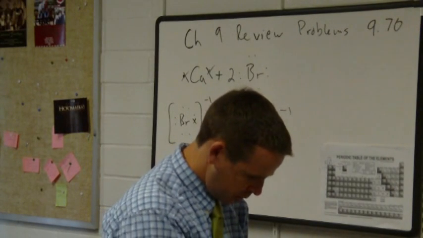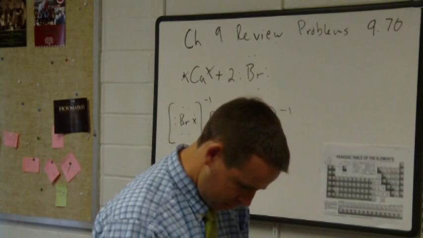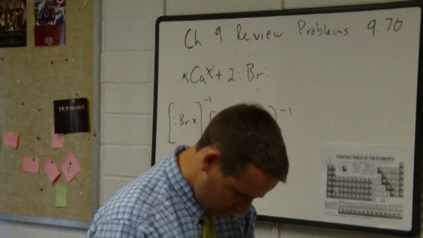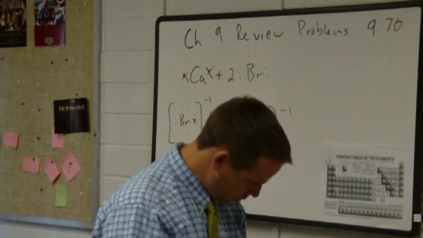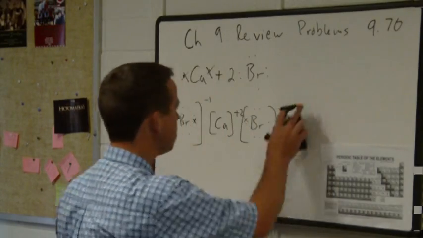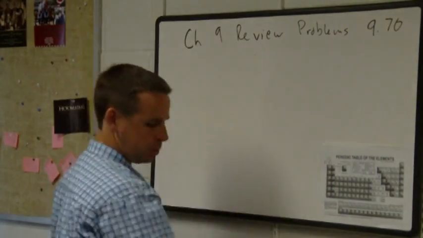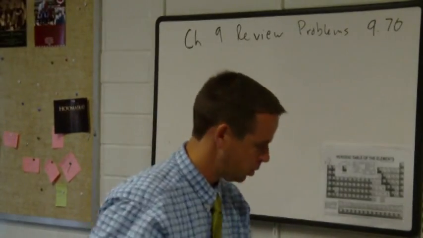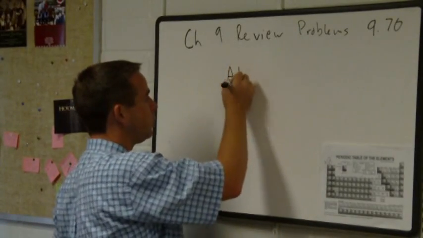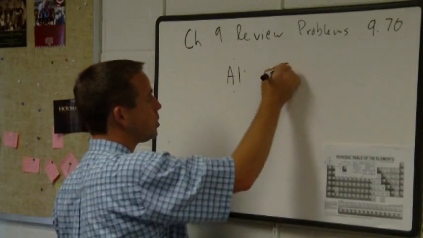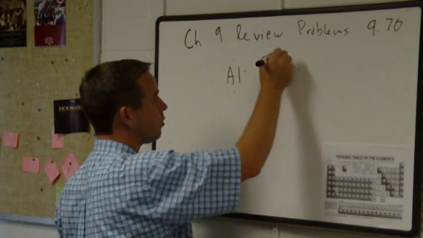Let's double check that one really quickly, 970. Make sure there's nothing else I can get. Oh, we have more to go: aluminum and oxygen, and potassium and sulfur. Aluminum and oxygen. So we have aluminum. It has 1, 2, 3. Oxygen has 1, 2, 3, 4, 5, 6.